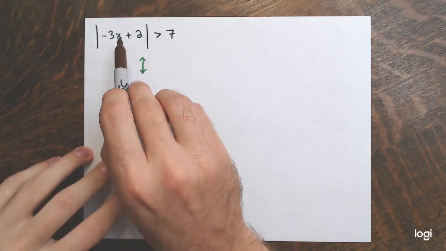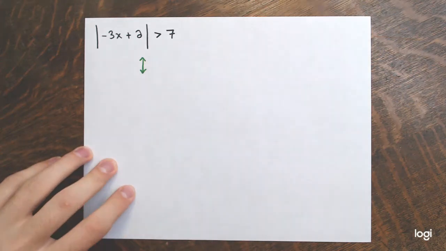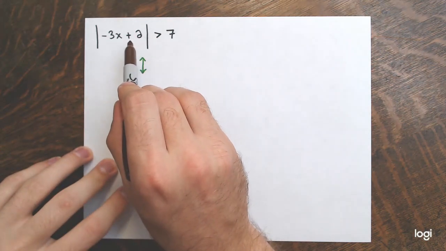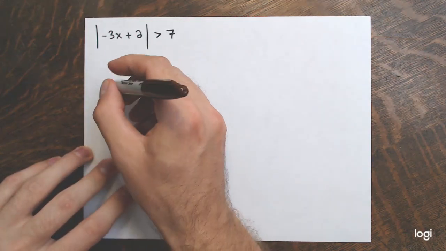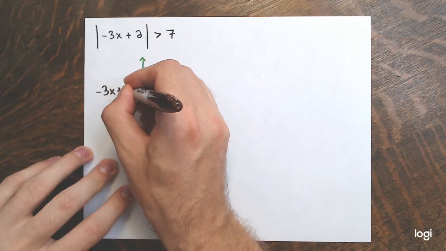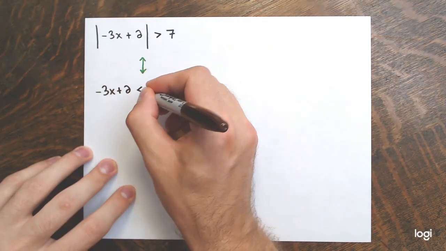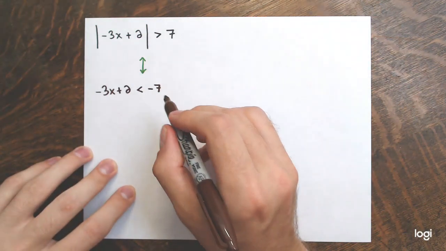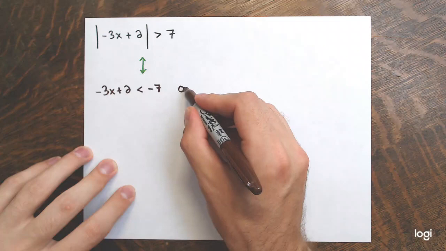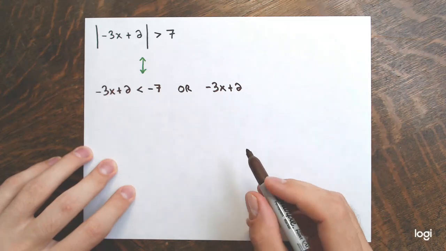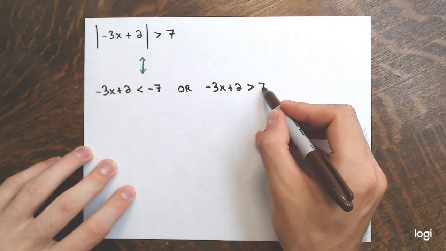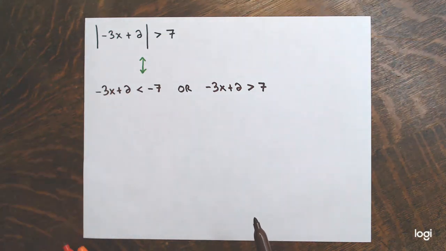So remember what it means to have an absolute value greater than 7. That means this negative 3x plus 2 is a number that's more than 7 units away from 0. So negative 3x plus 2 is either to the left of negative 7, so less than negative 7, those are numbers more than 7 units away from 0, or the negative 3x plus 2, the number inside the absolute value symbol, is to the right of 7, greater than positive 7. These are all the numbers greater than positive 7, to the right of 7 on the number line, and those are more than 7 units away from 0, with an absolute value greater than 7.